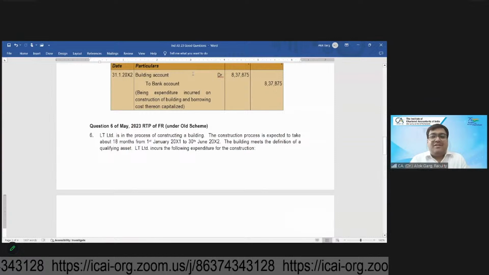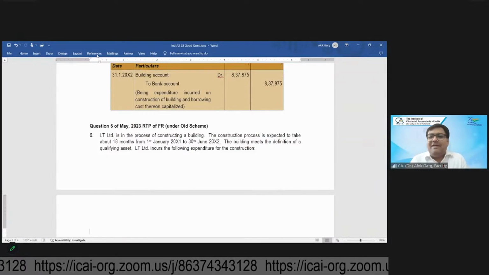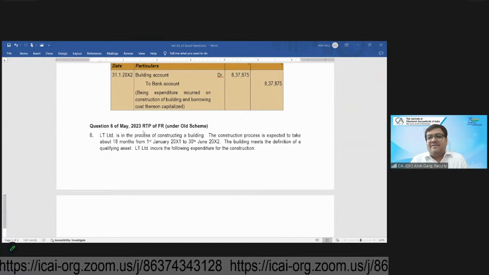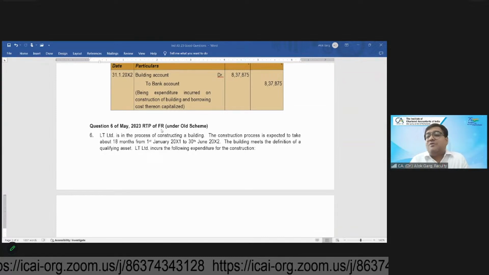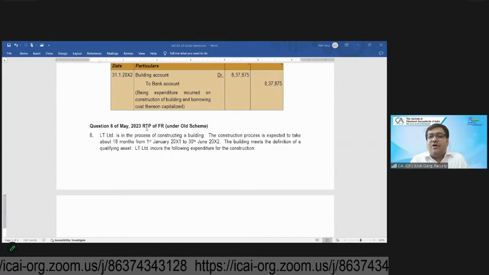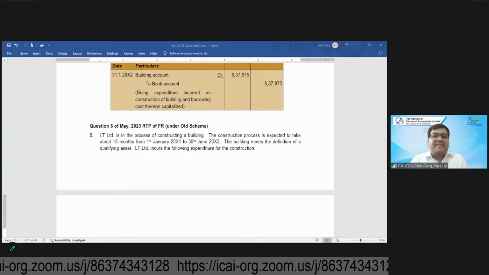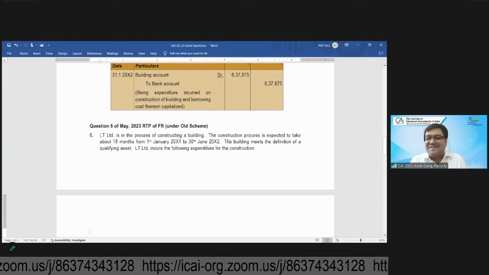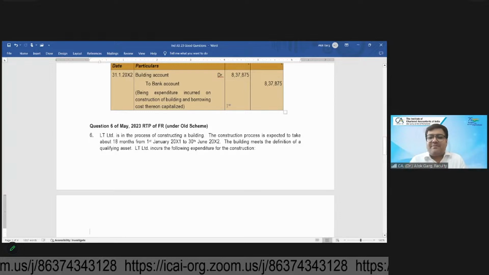Let's cover one more question on this, and this is a very important and little complex question. This is question number 6 of May 2023 RTP of FR under the old scheme. The scheme was old, but the concept is the same as the new. The same concept is there.